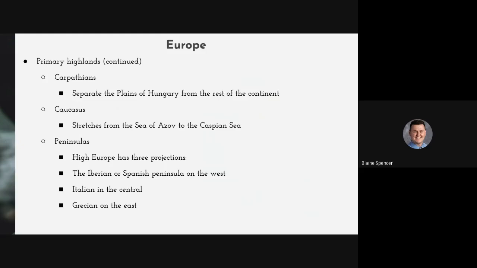All right, so as we continue through the highlands, we see that the Carpathians are going to separate the plains of Hungary from the rest of the continent. Okay, it's going to separate this country, this region, from the rest of Europe.